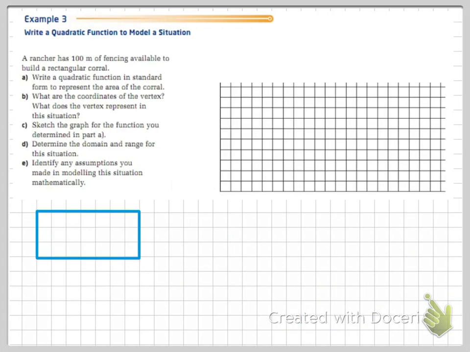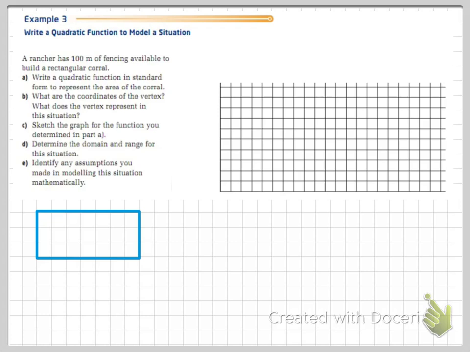Lastly, write a quadratic function to model a situation. A rancher has 100 meters of fencing available to build a rectangular corral. A. Come up with a quadratic function in standard form to represent the area of the corral. Well, we know that if we have 100 meters of fencing, that's got to go around 4 sides. Let's look at 2 sides. 2 sides are going to give us what we need.